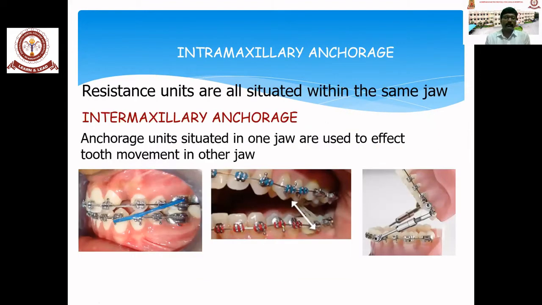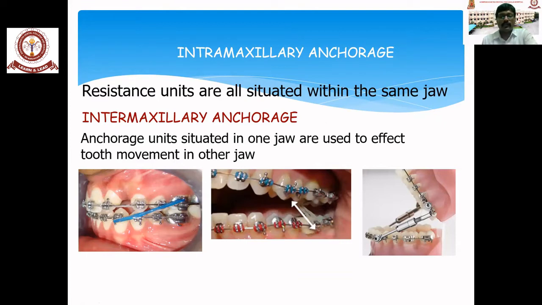And next is intramaxillary anchorage. Intramaxillary anchorage is anchorage in which the resistance units are all situated within the same jaw. For example, when you use a Nance palatal arch, or when you take support from the maxillary molar to retract the maxillary anteriors, then it is called an intramaxillary anchorage.